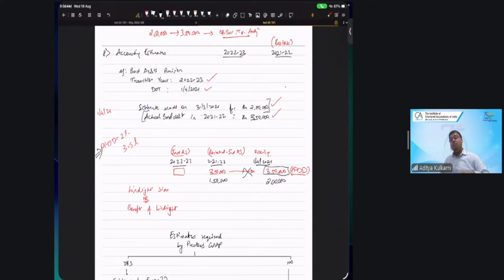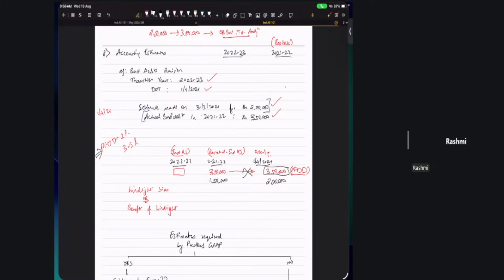some people become over smart. What will they say? They will say, see, I am doing this particular activity in 22-23 and I realized that I have made a wrong estimate in 2021. When I prepared my balance sheet, I understated my provision by 1,50,000.